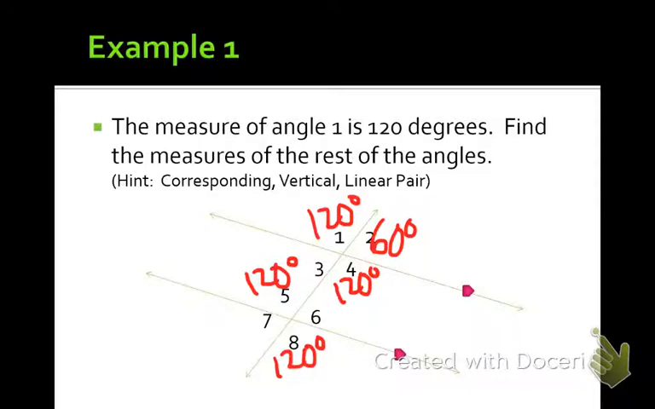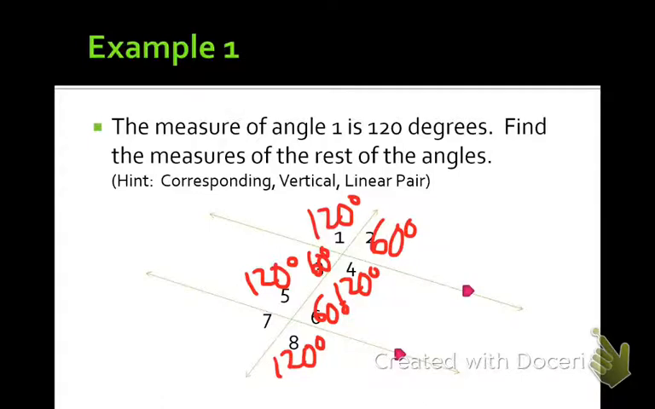Now we can find angle 3 either by vertical angles with angle 2 or by linear pair with angle 1. What would angle 3 be? 60. All right. What about below? Yes, angle 6. The 60 degrees. Because of? It's corresponding to 2. Okay, that's one way you could have done it. 6 corresponds to 2. 2 is 60, so 6 is 60.